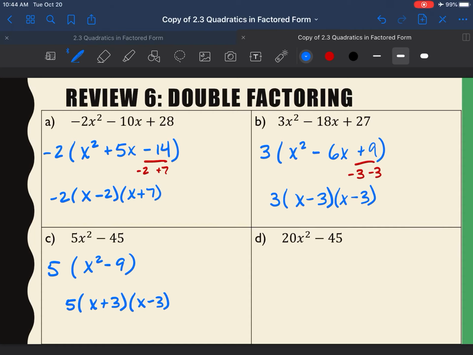Okay, last one, same thing. Looks like this one's also divisible by 5, so divide out the 5 and you get 4x squared minus 9. I'm looking at 4 and 9, and I know that those are perfect square numbers, so it looks like it'll be the 4x squared would be 2x and 2x. The -9 would be a +3 times -3, and bring the 5 down. So there you go. That's what it looks like to factor multiple times for the same problem.